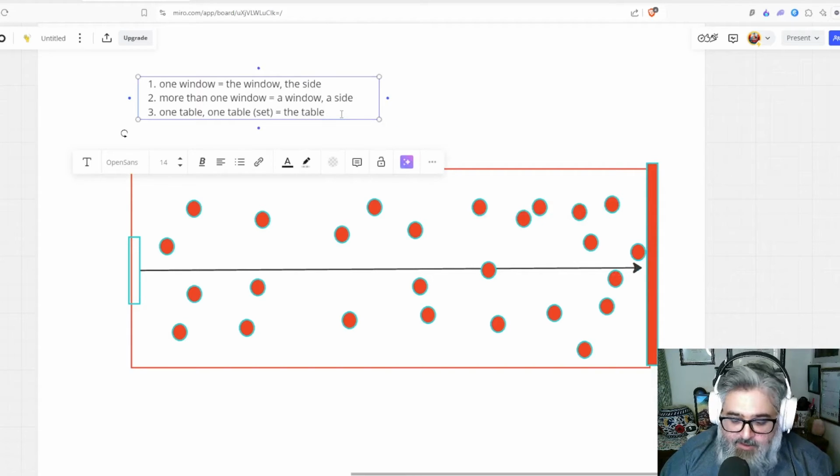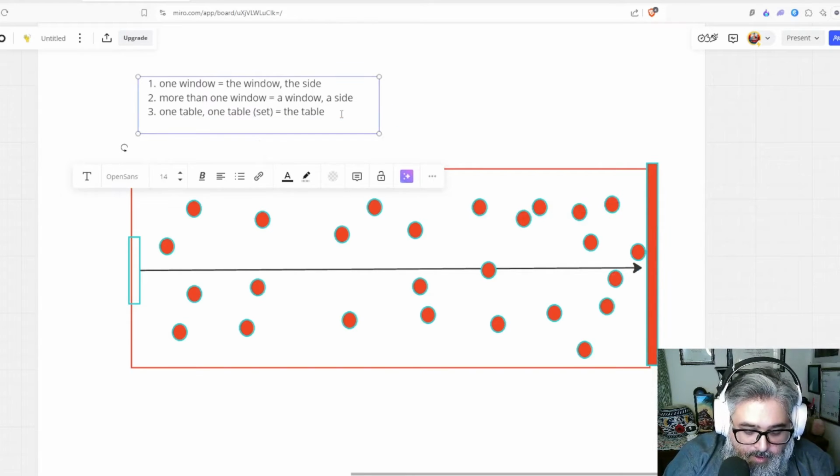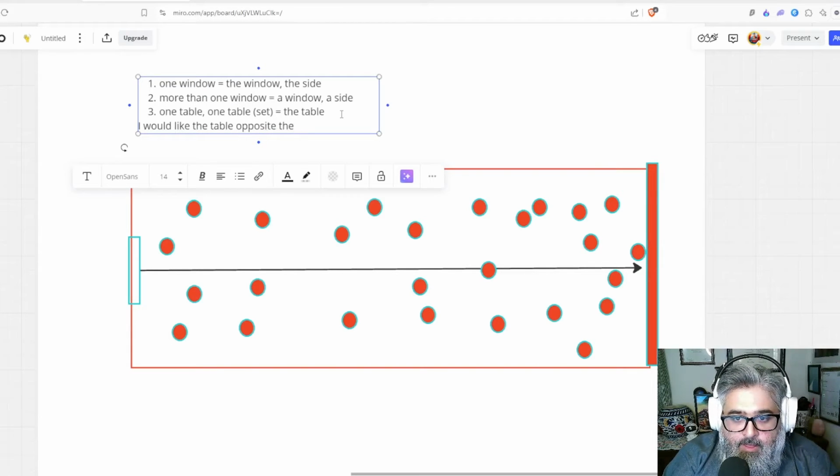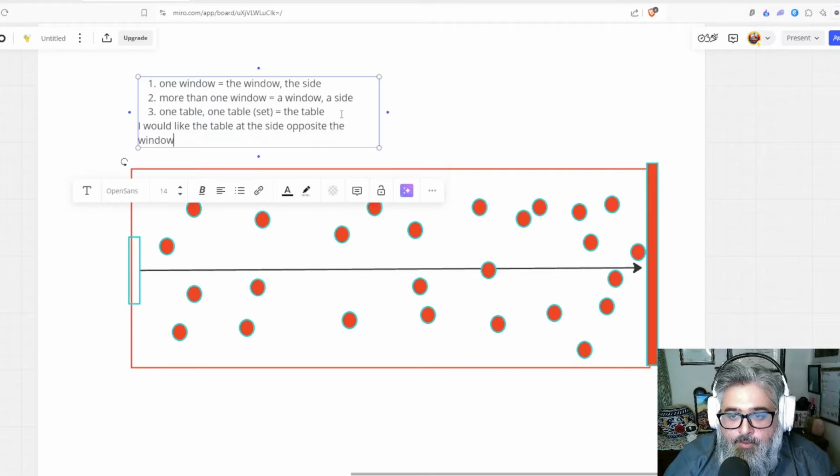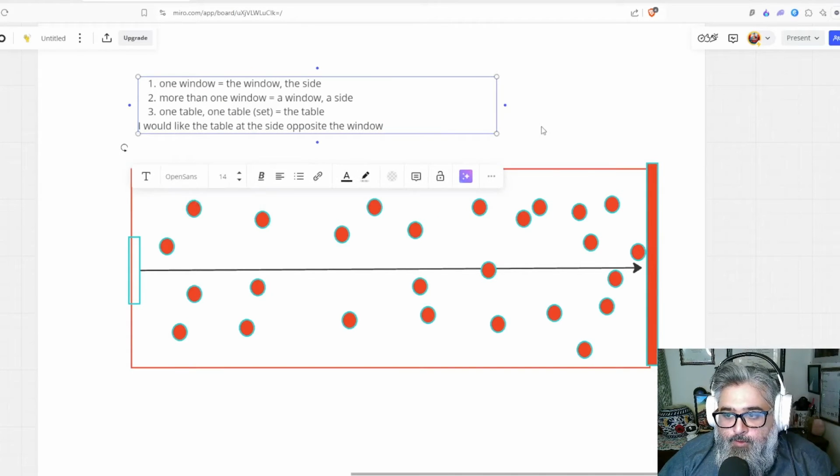So the sentence is going to become, I would like the table at the side opposite the window, right?